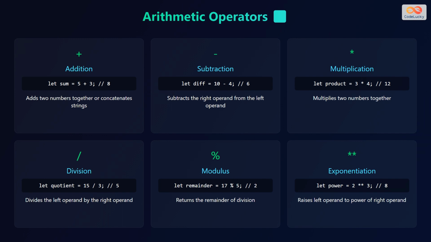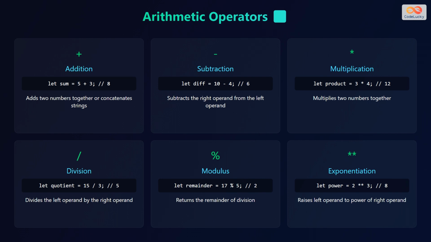Arithmetic operators perform mathematical calculations. The addition operator adds two numbers. For example, 5 plus 3 results in 8. The subtraction operator subtracts the right operand from the left operand. For example, 10 minus 4 results in 6.